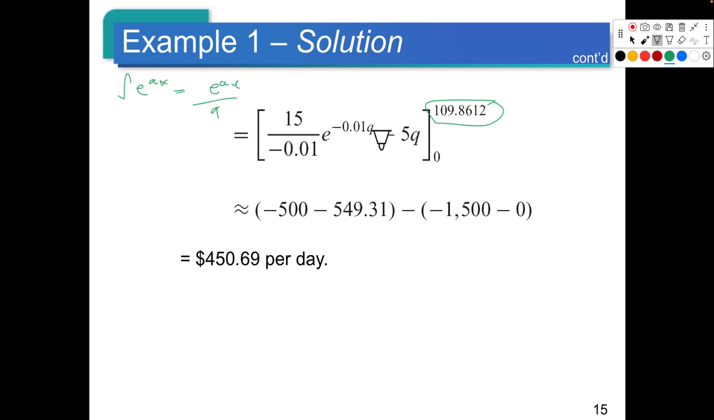When you put 109 here, you get 549. So we get this number. And then when you put zeros in, this is at 0, 5 times 0 is 0. You got this negative coming through. So when you do all the arithmetic, this gives you about 1,049. This gives you plus 1,500. So it would give us $450.69.